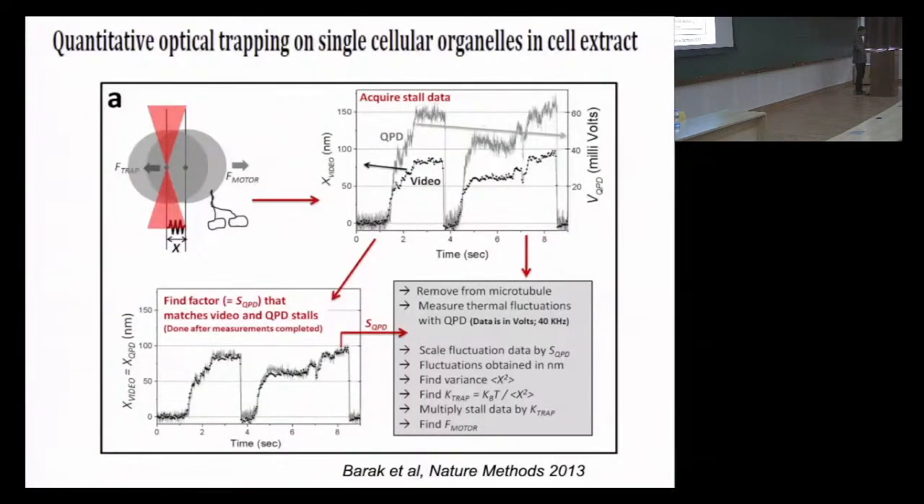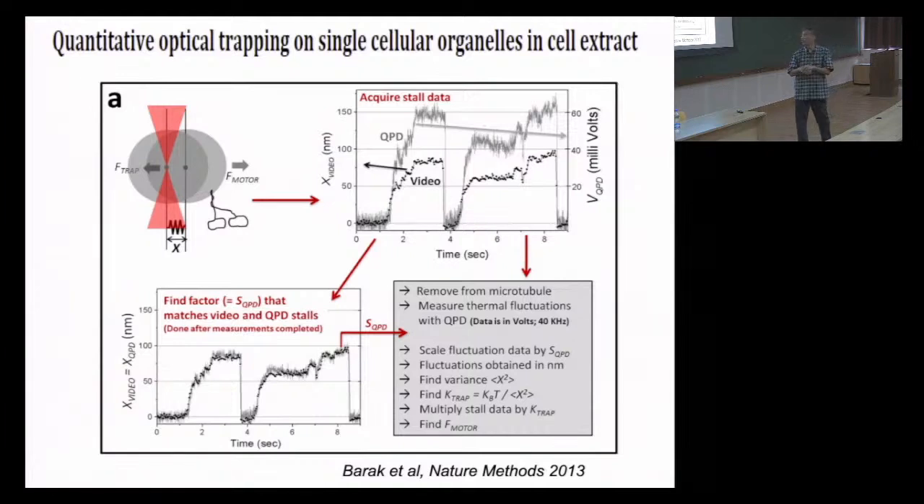I want to talk briefly about something that we had done a little while ago. The problem with a lot of these measurements is that you are always using an artificial cargo. Okay, you are using a bead, you know precisely the size of it, and you need to know the precise size to calibrate the optical trap. Otherwise you can't calibrate the optical trap because all of those equations have a size component.